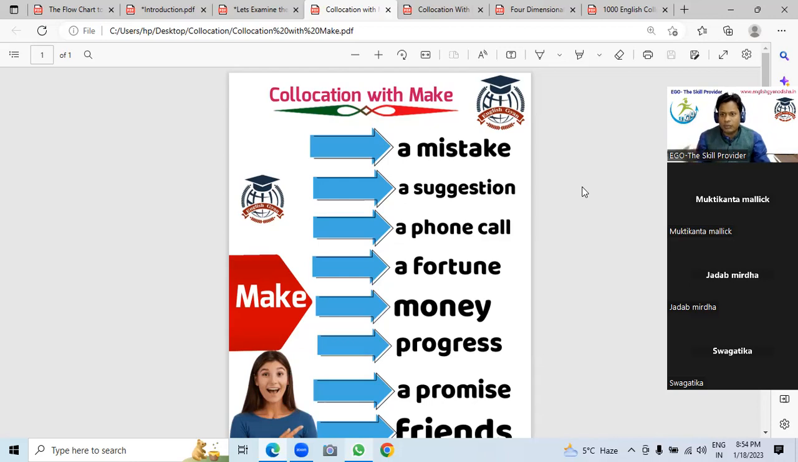You always think whatever I learn is wrong. Simple, very simple. Okay, so make a suggestion. I can say, guys, could you please make some suggestion for me? Sir, I want to give a suggestion. No sir, don't say like this, that I want to give a suggestion. I want to make a suggestion. Make a mistake, okay. The second one, the third one is called make a phone call.